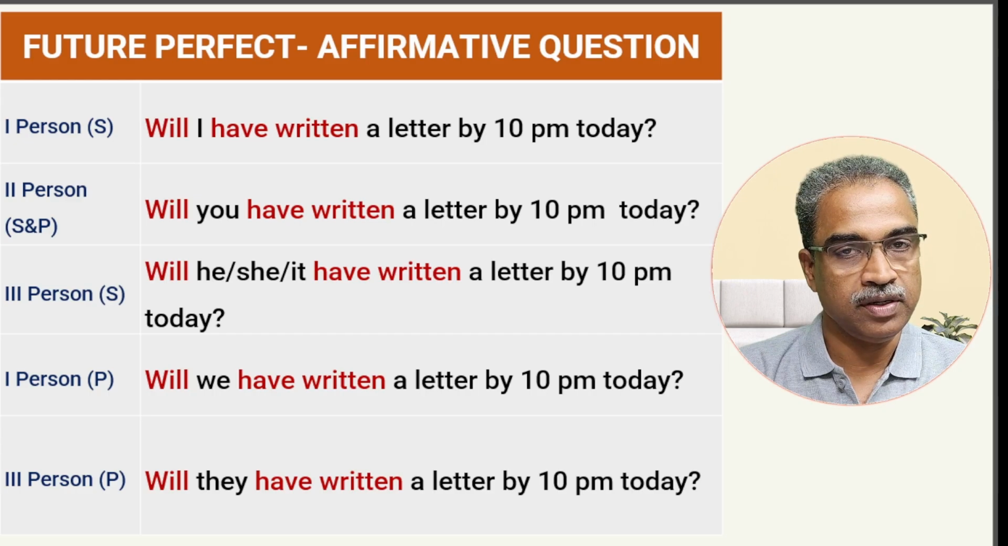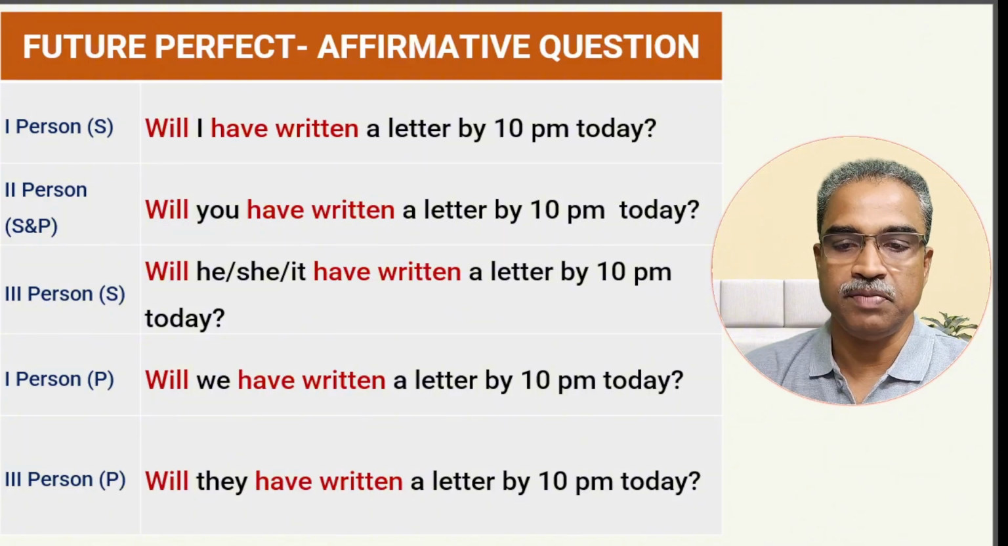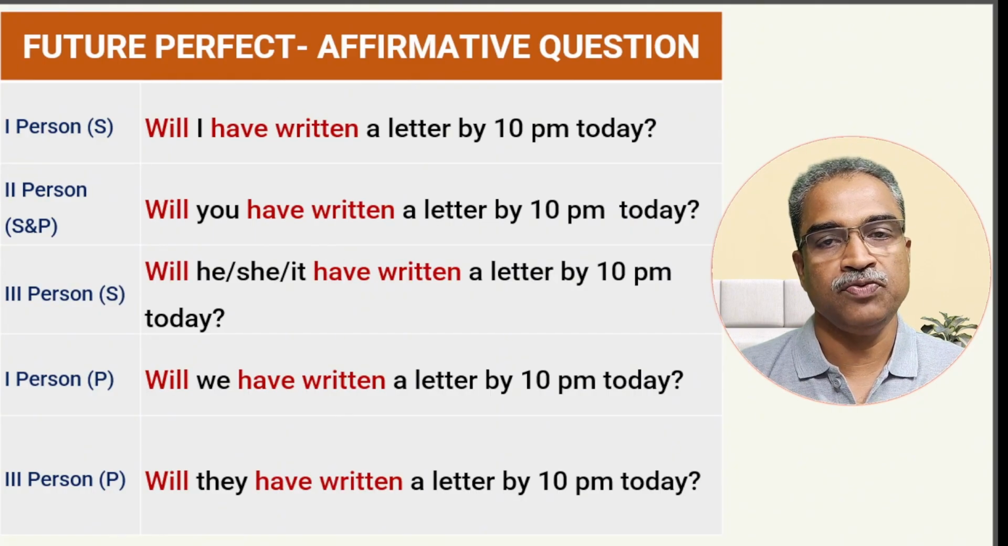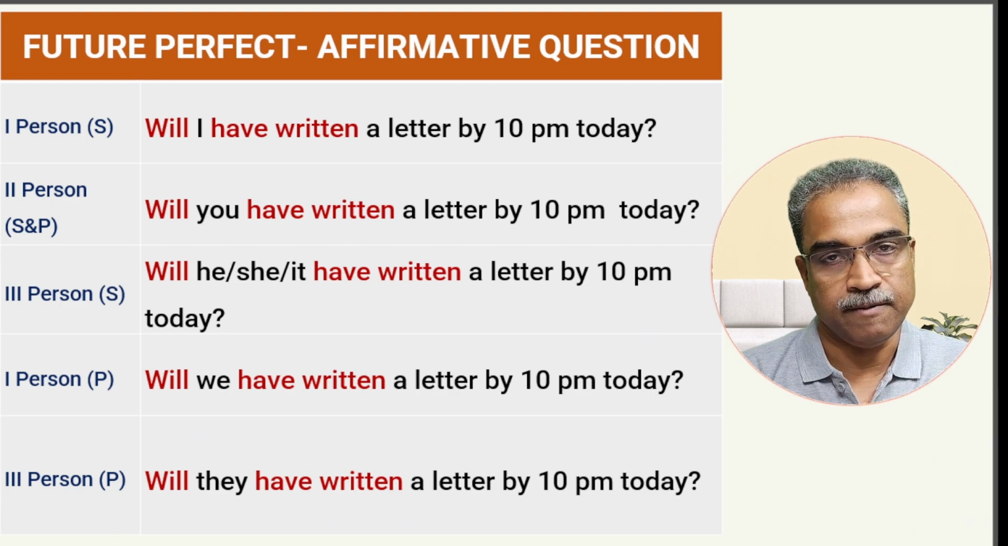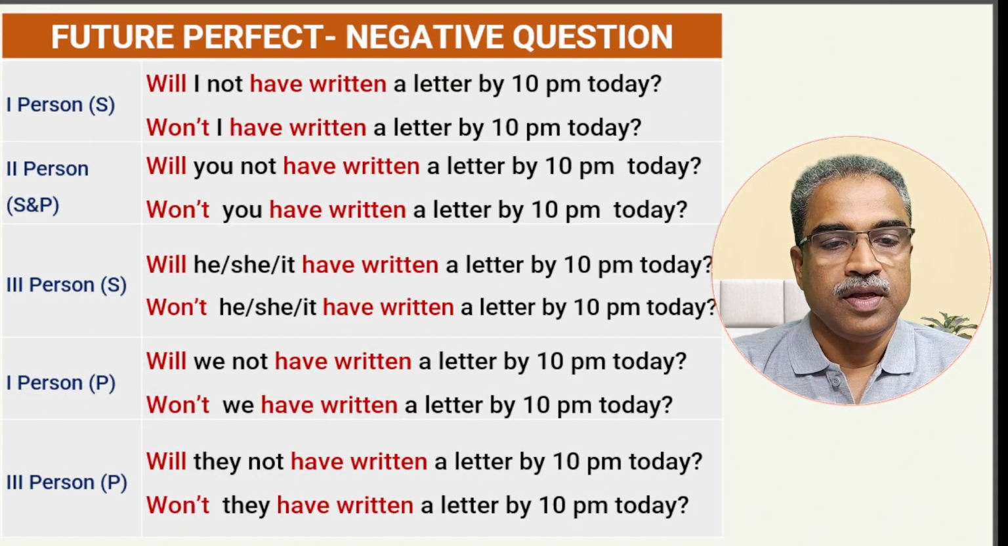And the last one, they will have written a letter. That's a statement. What will be the question? They will have written a letter. Will they have written a letter by 10 p.m. today? So that is simple enough. Now let's find out how to make negative questions here.